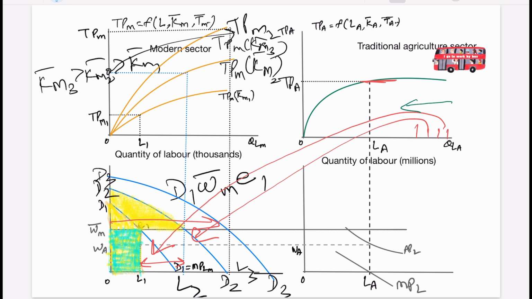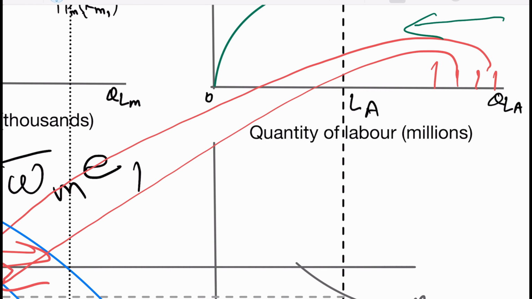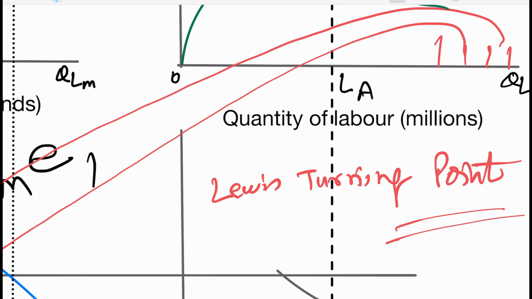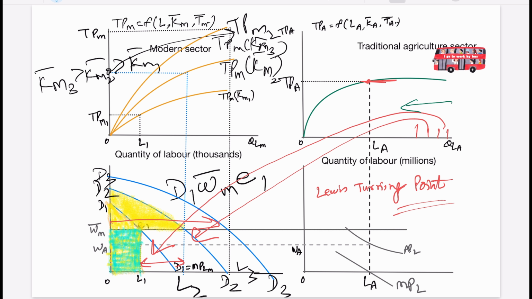This particular point where we stop the transfer has a particular name. This is called the Lewis turning point. The Lewis turning point occurs in the Lewis model when the surplus labor is exhausted, and it is characterized by the transfer of all the workers for which MPLA is 0. Okay, so this finishes the explanation of the Lewis model.